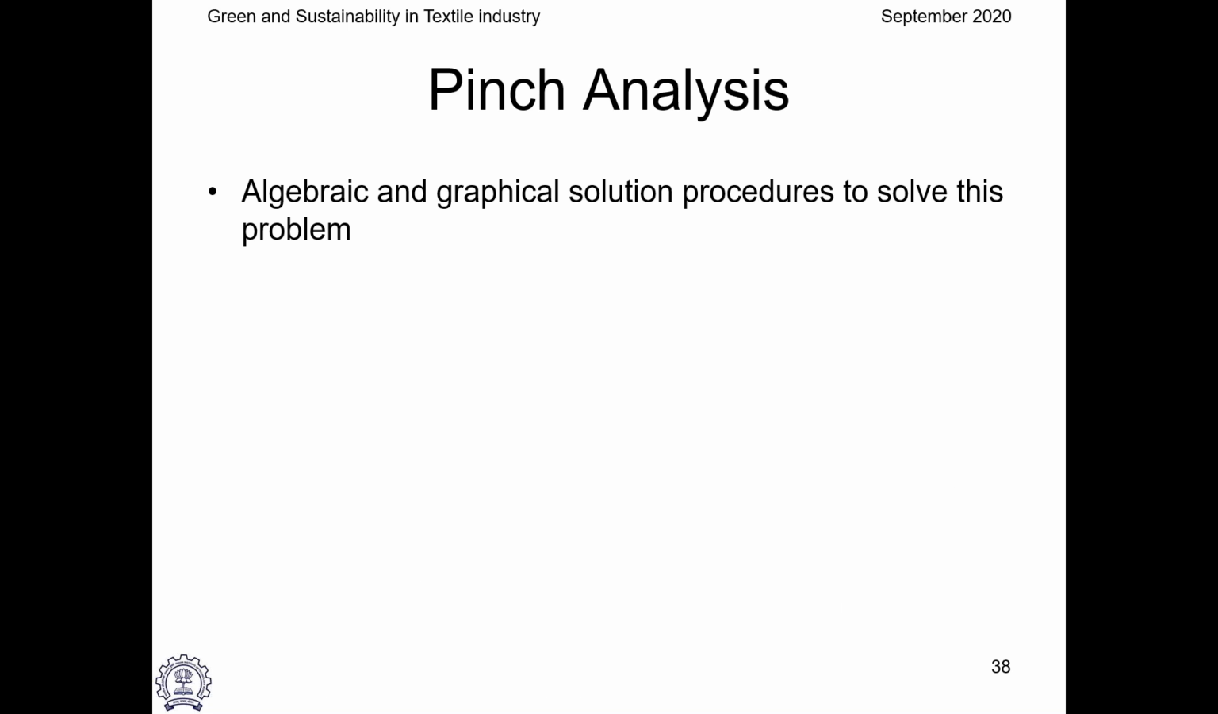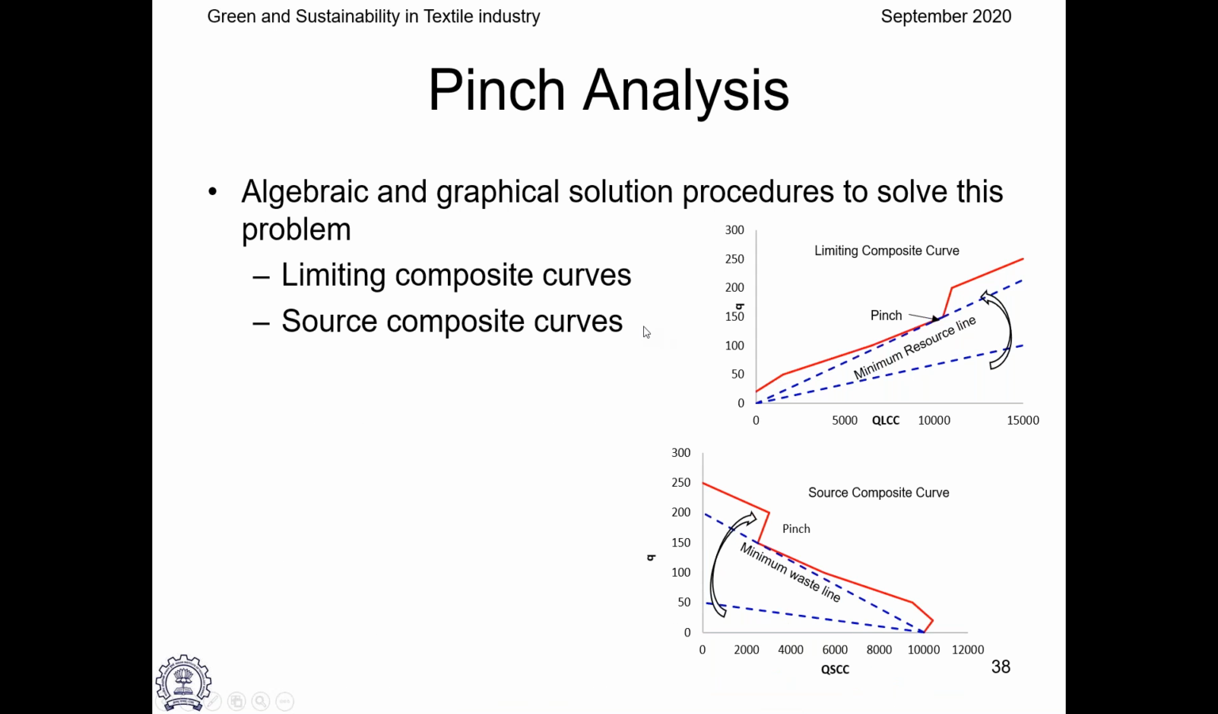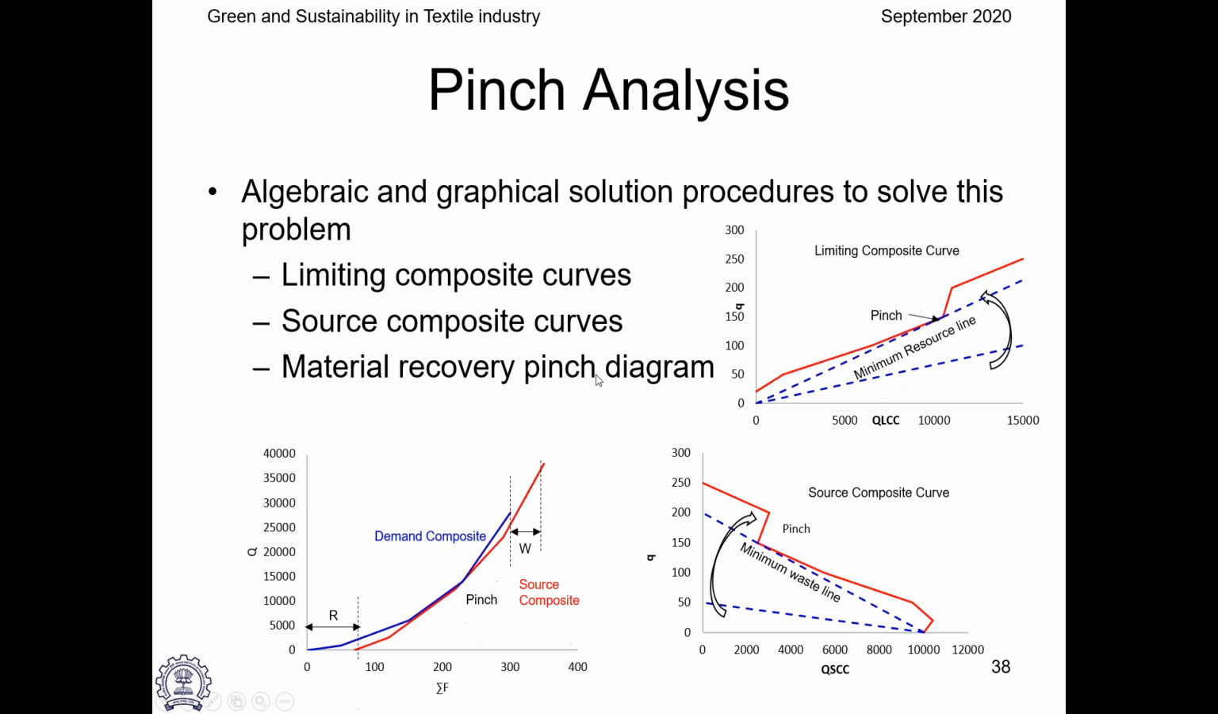There are many methods and approaches. One is known as the limiting composite curve, where we try to find out the minimum resource. For such a problem, we can find the source composite curves, where we can find out the minimum waste, or we can put together composite curves and try to find out both resource and waste together. These are the three most popular graphical tools, associated with their algebraic techniques. However, we will not go into the details. If you are interested, you can always write to me. I'll send you the references.